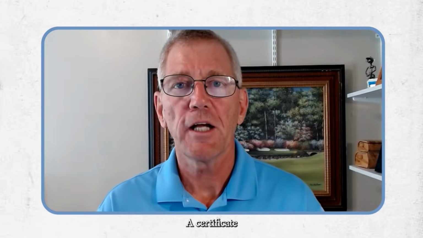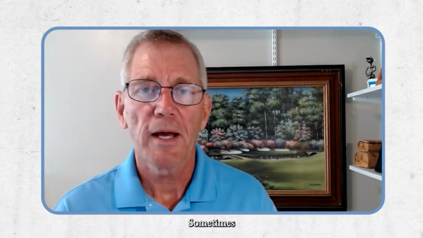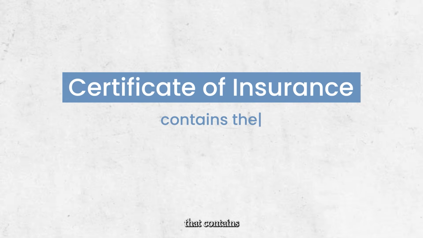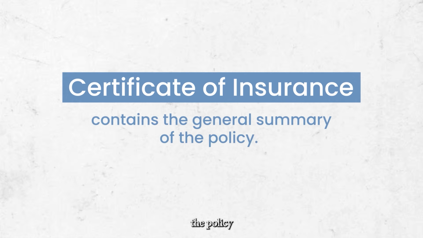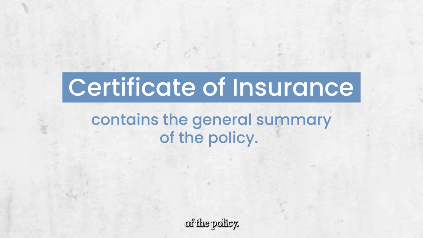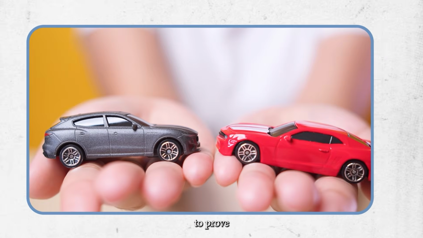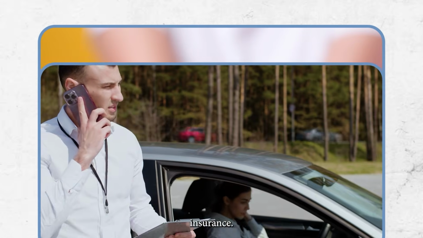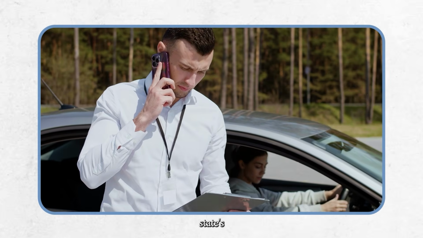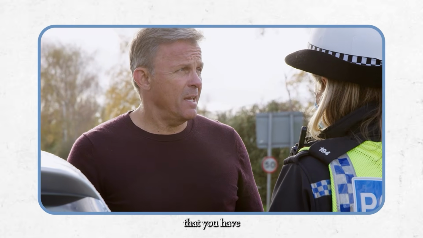A certificate of insurance. In our business we love our acronyms and our initials, and this one's often called a COI, Certificate of Insurance. That contains a general summary of the policy. It is not the policy itself. It's just a summary of the policy. So if you want to prove that you have auto insurance, it is going to be a summary of your auto insurance. Oftentimes states are going to require you to have some kind of proof that you have auto insurance in your car.